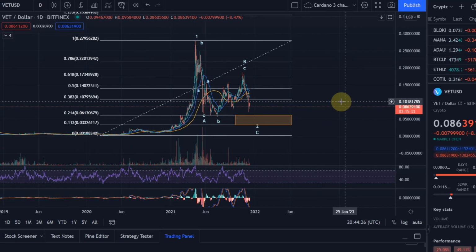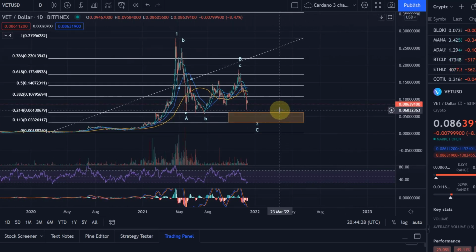And to be honest, we're not far away from that. Just at 7 cents, we were at the low. And since then we haven't seen an impulsive move to the upside or any sort of impulse here, I would expect that we come down once more below that.